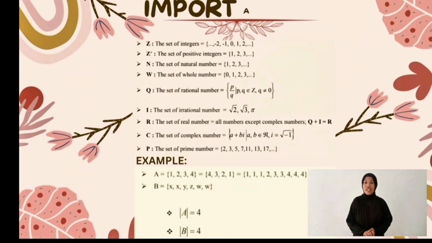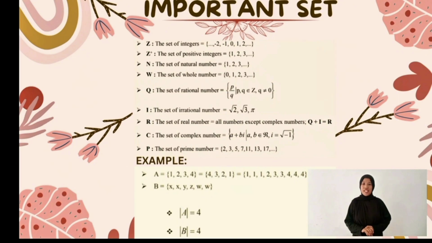This slide introduces the important sets commonly used in set theory. For example, Z represents the set of integers and N represents the natural numbers. W is the set of whole numbers. Q is the set of rational numbers. I is the set of irrational numbers, and R represents the set of real numbers. These symbols are widely used in mathematics.